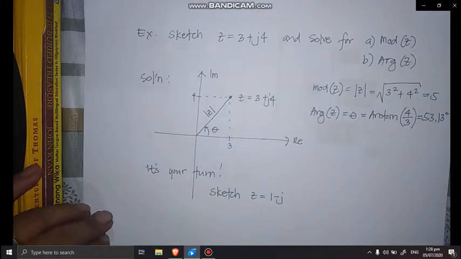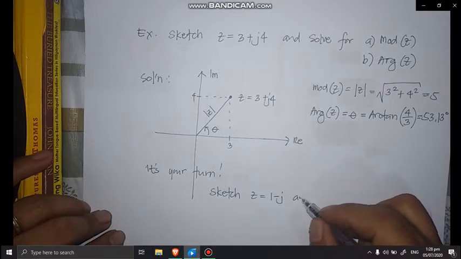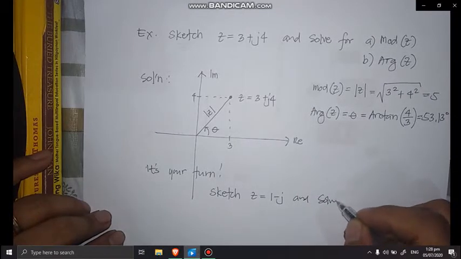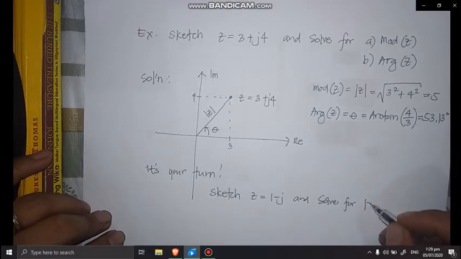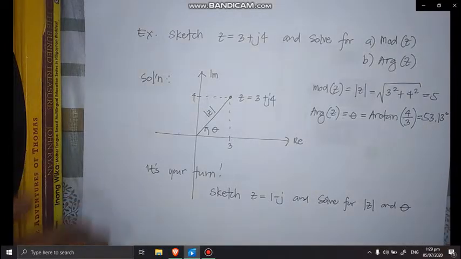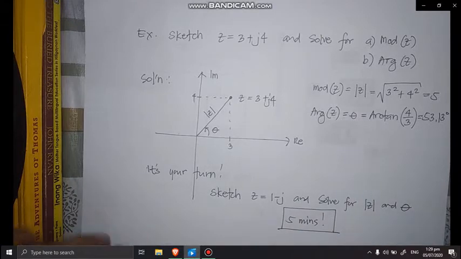And then determine or solve the value of the magnitude and the angle theta. I will give you time. Pause the video. You have 5 minutes to answer the problem. 5 minutes only. So take out your calculator and your scratch paper and then answer the problem.